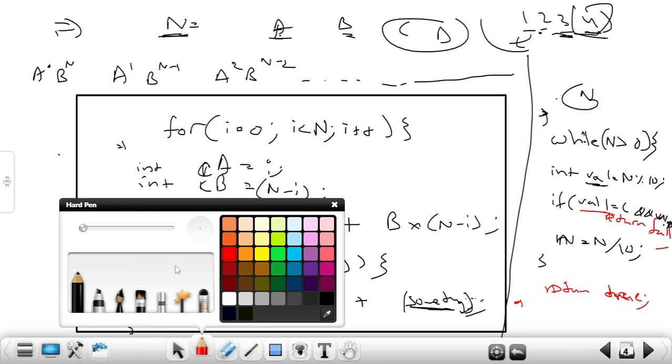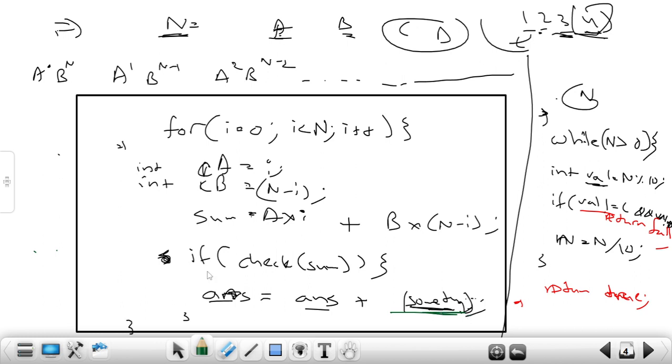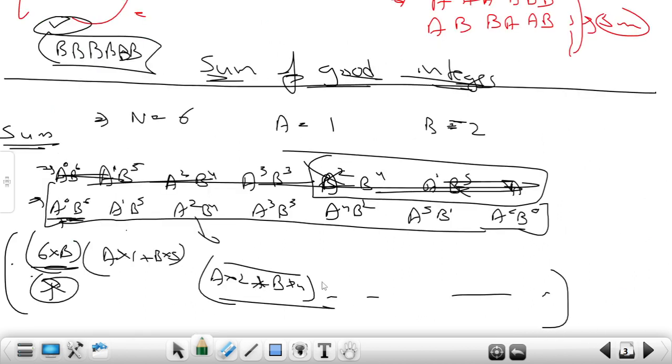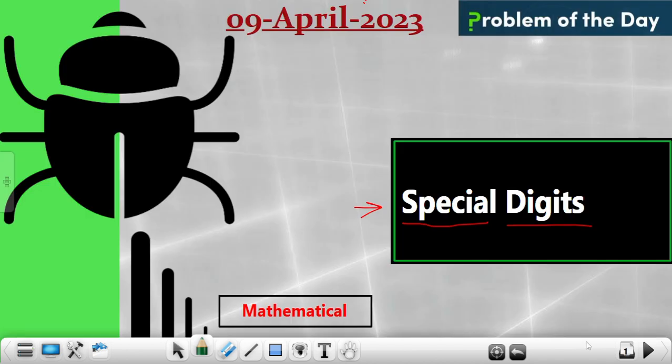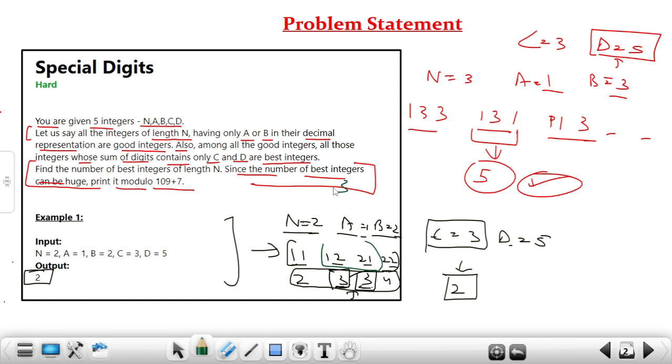Now our task is to find the value of this something, what we need to add when we have this sum value as true. So when I have a particular sum value which is having only C and D, I will calculate how many numbers I can form which have that sum. Till now we have only considered the sum of the number instead of the count of numbers. If I have sum as 3, how many numbers have sum as 3? That is going to be my answer. I have 1 2 and 2 1. There are two numbers which have sum as 3, so that's why I have written 2 here.